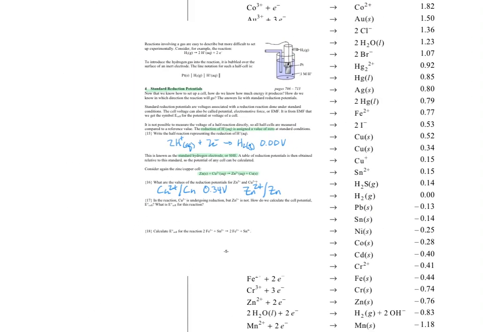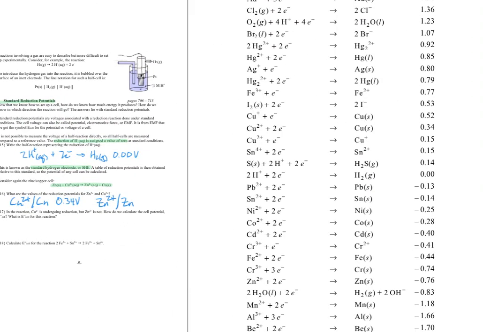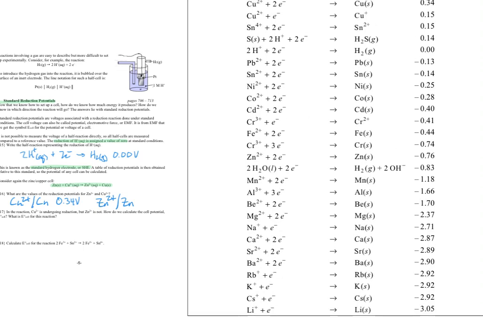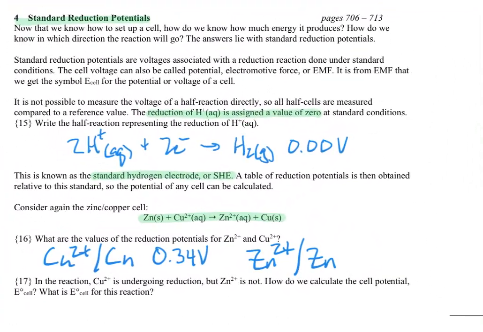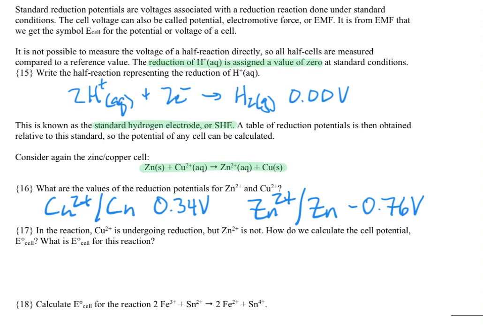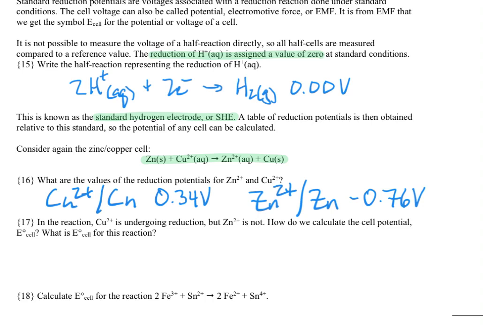So let me get my notes out of the way again. Come back here, and we're looking for zinc 2 to zinc. And that is right here, kind of in the bottom third of the chart. Zinc 2 to zinc at negative 0.76 volts. So as a reduction, going from zinc 2 to zinc is negative 0.76 volts. So let me put that back on our notes here. So this value here is negative 0.76 volts.